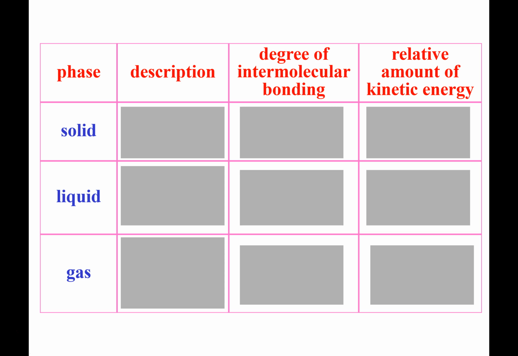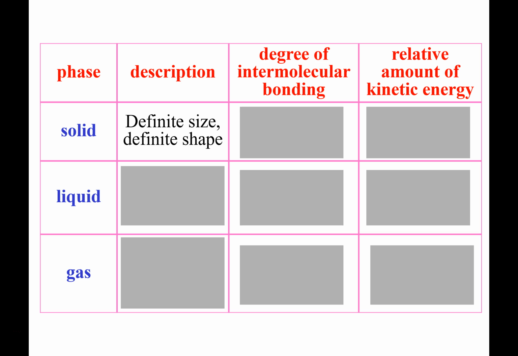So we kind of have a couple of things. These last 2 columns, degree of intermolecular bonding. Okay, I'll talk about that. Solids would have what? Most. Gases have least. Over here, this last column, with regard to which one would have the most kinetic energy, most motion? Yes. Gases. Yep, solids have least.